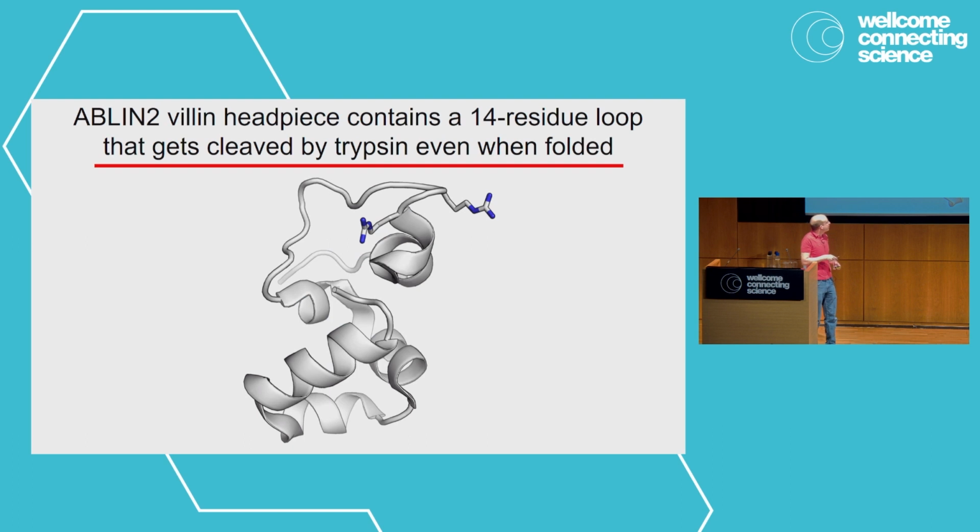And if we look at this particular domain, there's this really big loop that happens to have 2 arginines, which are trypsin cut sites. So when we have domains that can get cleaved without having to globally unfold, then our assay is not going to work. And this is one of the important things that we need to improve in the next generation.